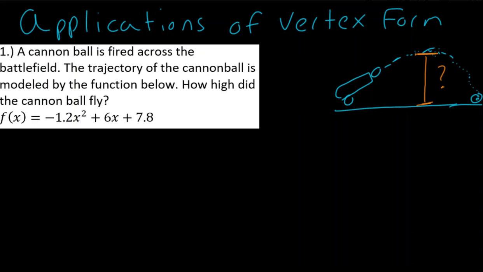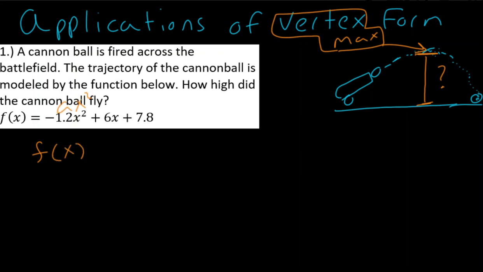What we want to do, in order to find the highest point, which of course we call the maximum, is we're going to have to find the vertex. And the best way to find the vertex is simply to use vertex form. So we have this function f of x equals negative 1.2x squared plus 6x plus 7.8, and it's in standard form of ax squared plus bx plus c.